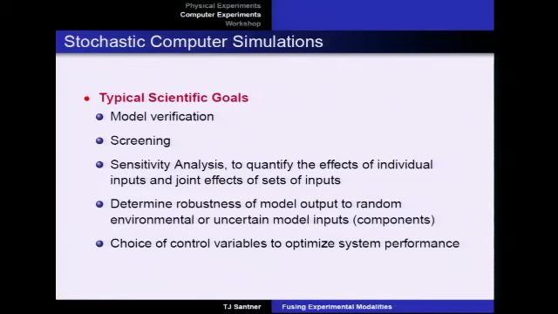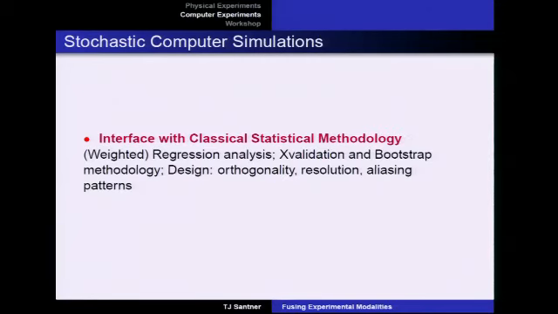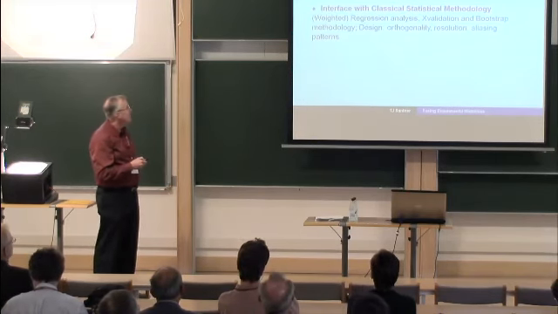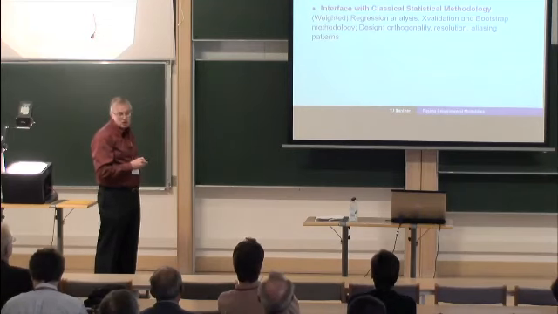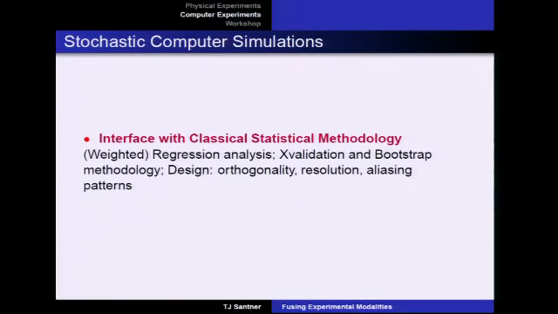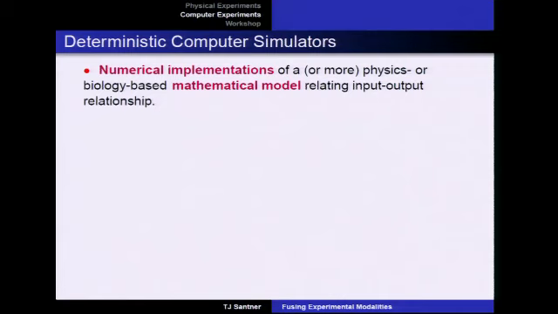How do you optimize system performance? And there's a strong interface with classical statistical methodology, particularly regression-based methodologies, as well as jackknifing, cross-validation, bootstrapping, and validation issues. And design is an important issue here too. The orthogonality of the design to estimate treatment parameters, high-resolution designs, knowing what the aliasing is, who's confounded with whom in a particular kind of design, is important.